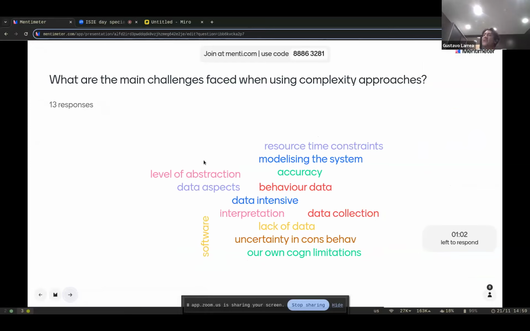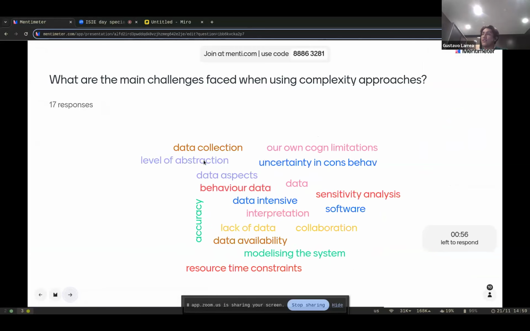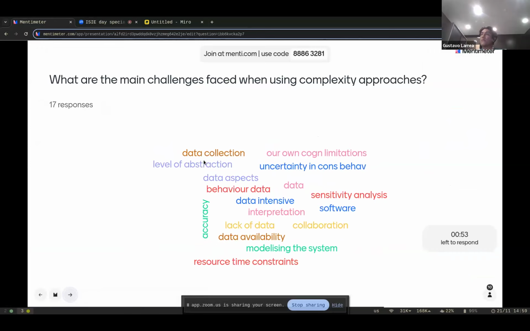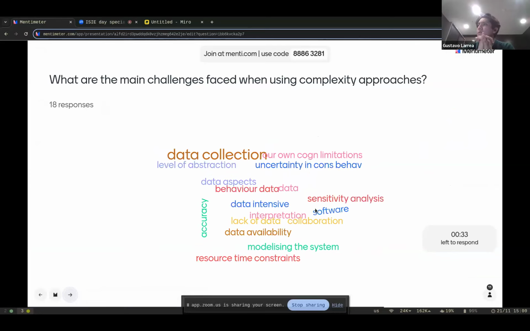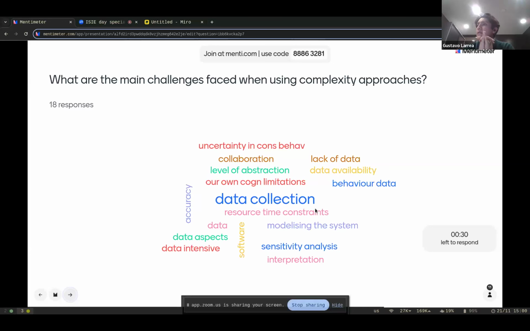Okay, let's see. Accuracy, behavior data, interpretation, lack of data, data collection, resource and time constraints, uncertainty, that's what we mentioned. Cognitive limitations, interesting. Level of abstraction, collaboration, of course, always a problem. Data, software, indeed. But here I see that it's more dispersed. Data collection, okay. Data collection, software, data aspect. It seems that in general, if I had to summarize everything, it's more about data.